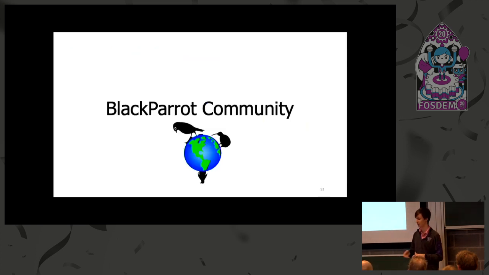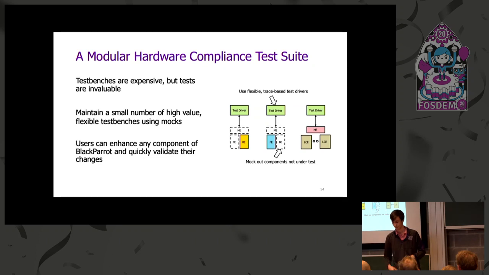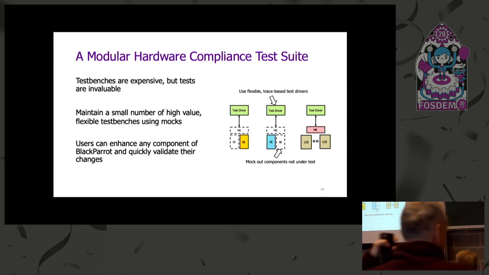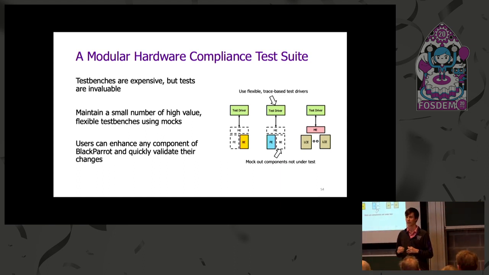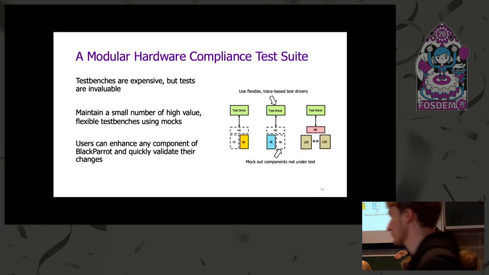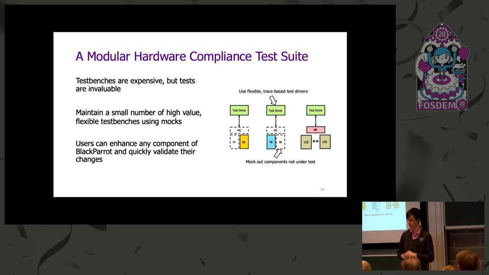So now we've talked about BlackParrot's design philosophy and system architecture, so we'll talk about how we're building a flock of users and developers around the project. First, we have our modular hardware compliance test suite. This is driven by the insight that test benches are expensive, but tests are invaluable. Developers are able to modify small components of the system and use these standard hardware interface compliance tests to make sure that their implementation is compliant with the standard interfaces. This testing structure allows BlackParrot to be confidently extensible with robust verification.